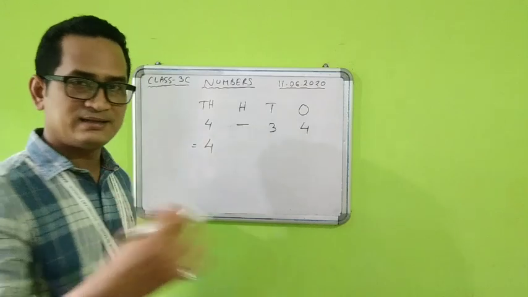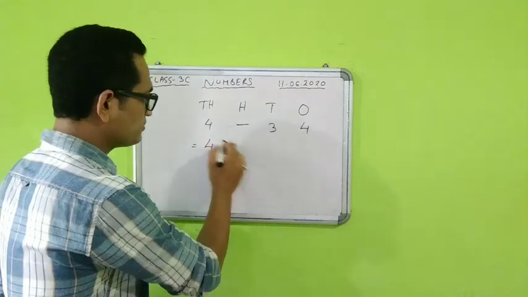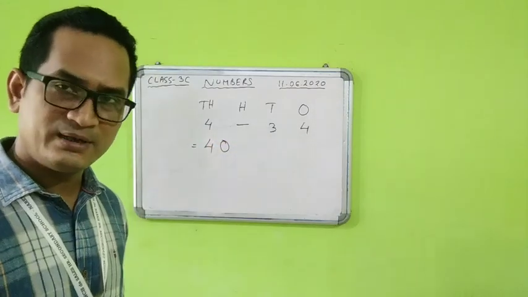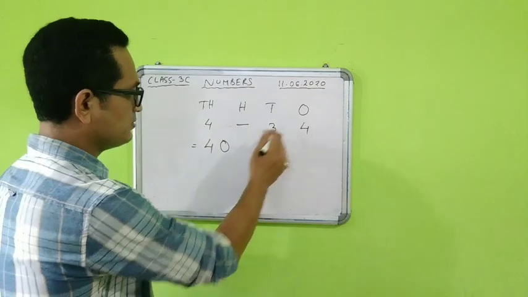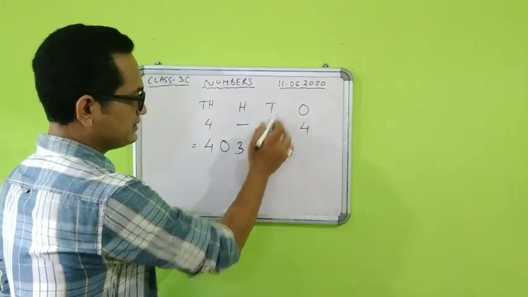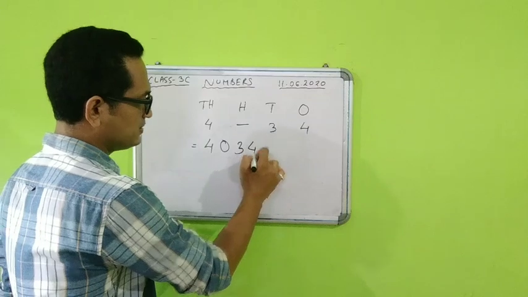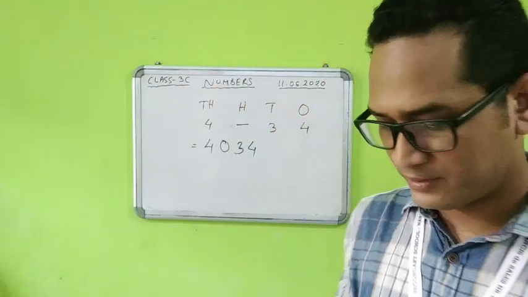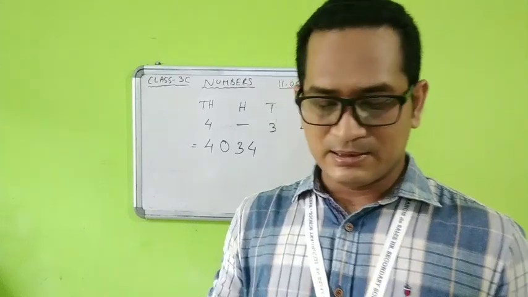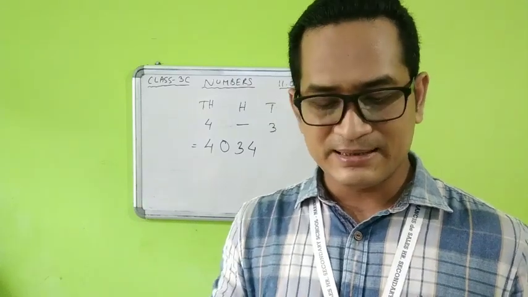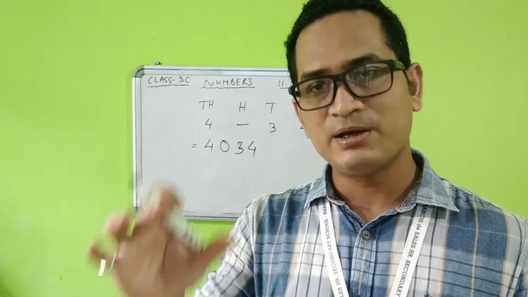In the hundreds place, students, there is nothing, so we have to put 0. If there is no bead, that means there is no digit, so it is 0. Finally, 3 is in the tens place, so it is 30, and 4 in the ones place, so it is 4. So it is 4034. That is the question given. In example 8, the number is given and you have to show it in beads.